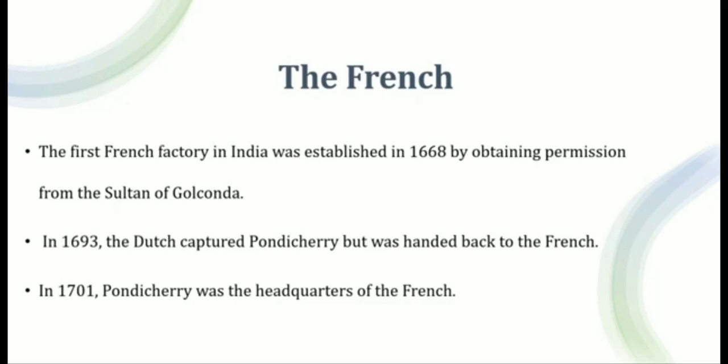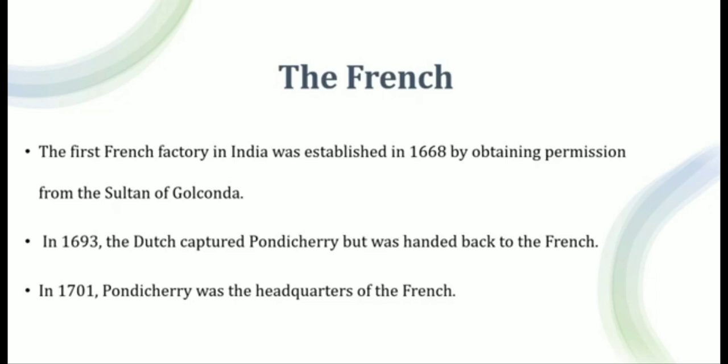They failed to strengthen themselves in India and in 1845 were forced to sell all their Indian settlements to the British. Because of their failure, they had to give all their settlements to the British company. Once again, which was the headquarters of the Portuguese? Cochin. The Dutch? Pulicket. The British? Mazulipatinam. And the Danes? Tarangambar, that is in Tamil Nadu.